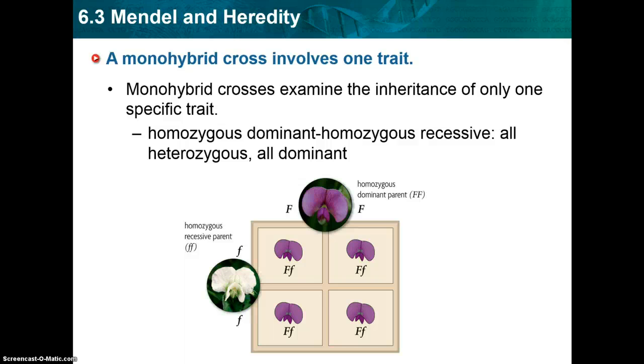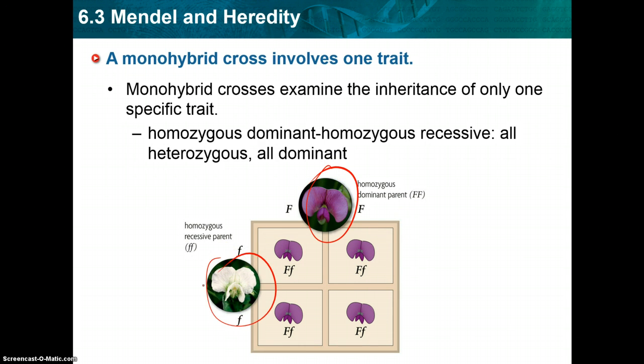Monohybrid cross involves one trait. Mono means one, so monohybrid is just one trait that we're looking at. In this case, in the picture, we're looking at flower color. So we have a purple flower and we have a white flower.